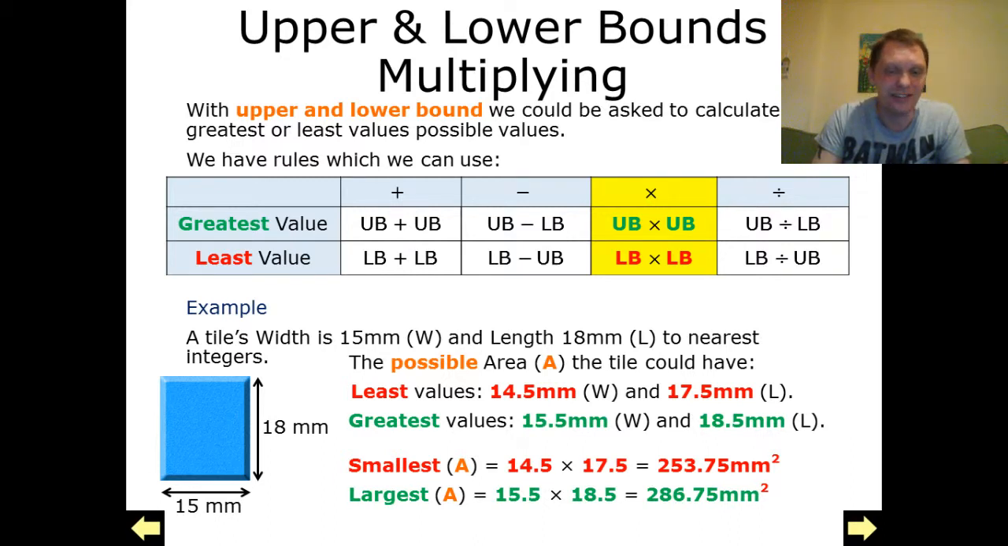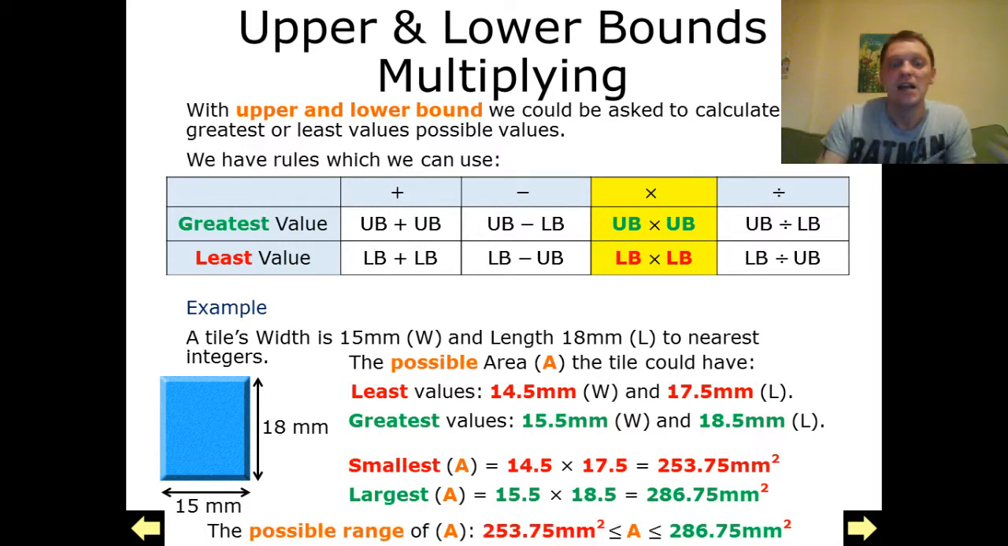For the greatest, we use the upper bounds, to find the greatest that we could possibly get. In which case, the possible area we could get for this is 253.75 millimeters squared, or 286.75 millimeters squared, or anywhere in between.